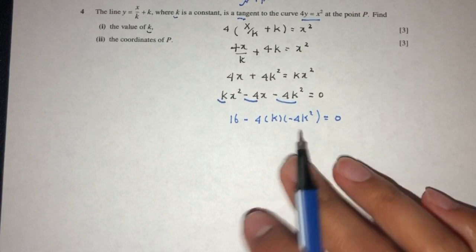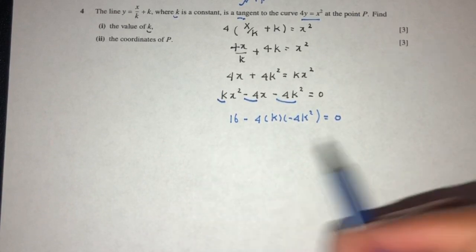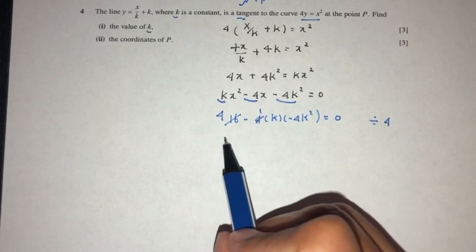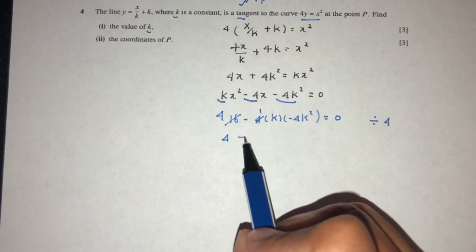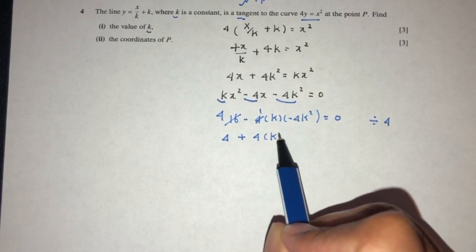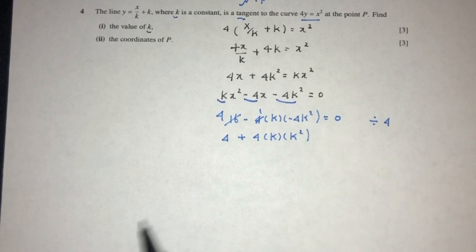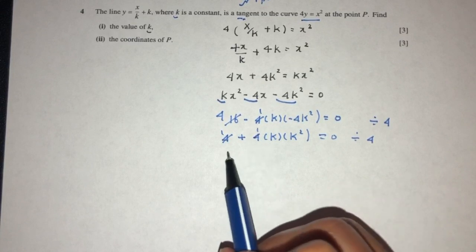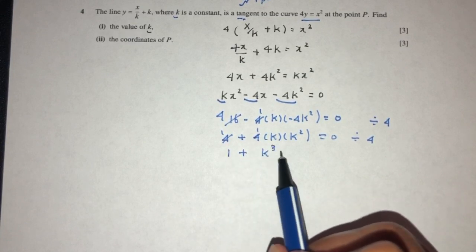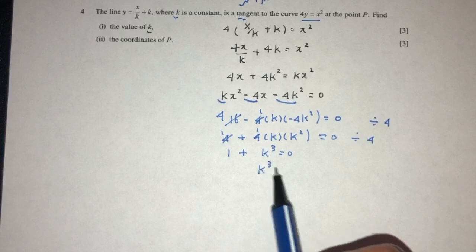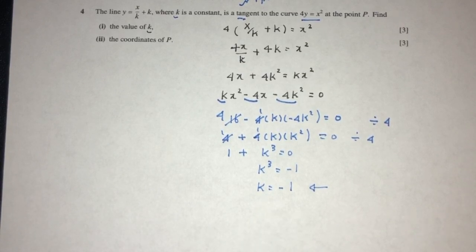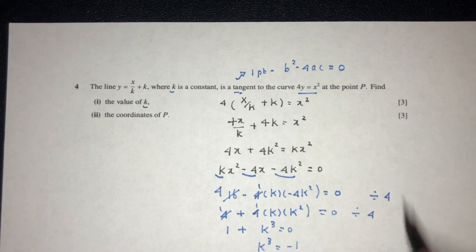So simplify, we can divide by 4 on both sides, divide by 4 everywhere. This will become 4, this will become 1. Have 4, that should be plus 4k times this. Now divide by 4 again, that will give you 1 and 1, so that will be 1 plus k cubed has to be 0. So k cubed has to be minus 1, so k has to be minus 1. That is your value of k. K is minus 1. So now finally we have to find the point P.